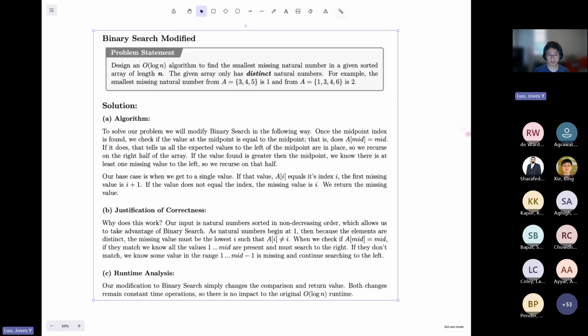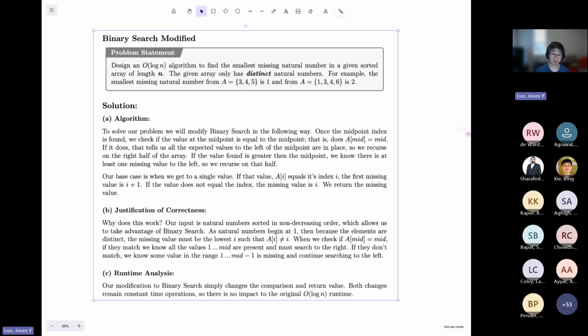To solve our problem, we will modify binary search in the following way. Once the midpoint index is found, and you don't have to tell us how you calculate the midpoint, we assume that is taken care of for you, we check if the value at the midpoint is equal to the midpoint. That is, if A[mid] equals mid. Okay, and this is where your branching strategy has to be very clear to us. If it matches, that tells us all the expected values to the left of the midpoint are in place, so it recurses on the right half of the array. If the value is greater than the midpoint, we know that there is at least one missing number to the left, because there's a gap that shifted the array enough that the value at your midpoint is greater than the number you expect, and so you recurse to the left half.